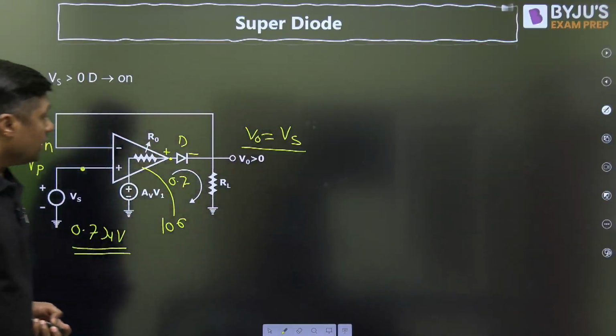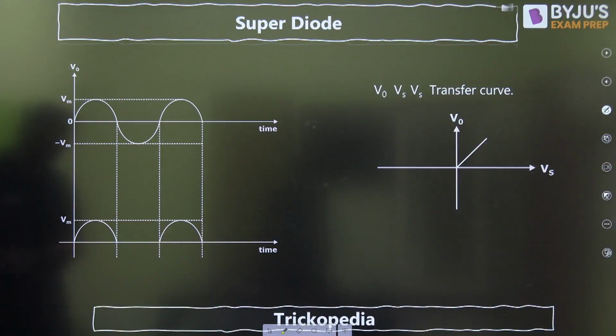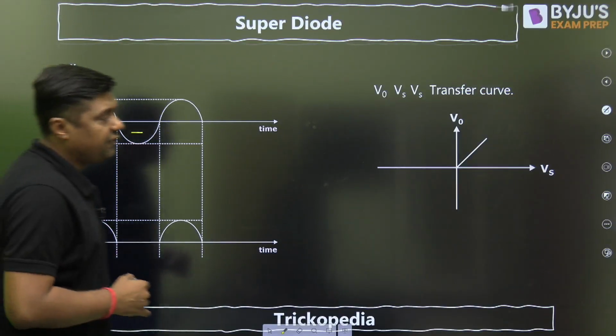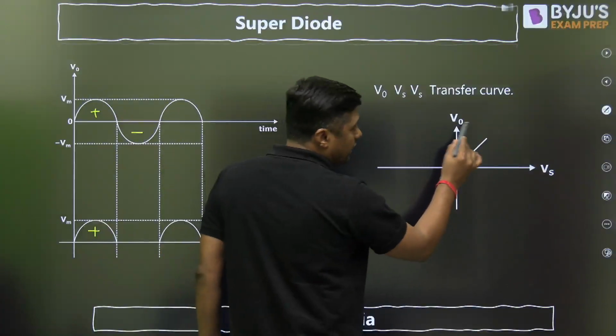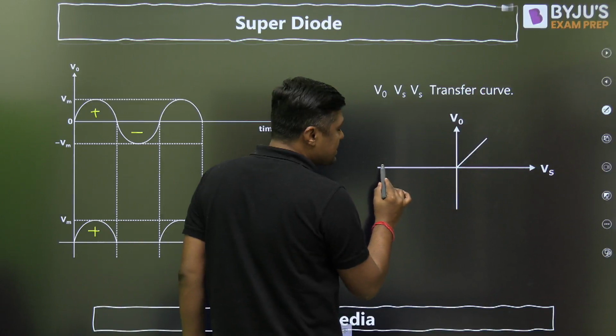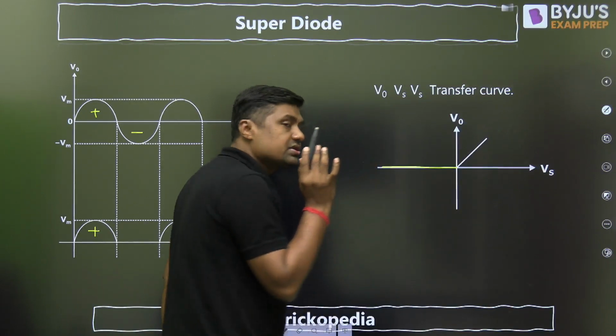Now, remember, on this circuit, we have a very important diagram here. What is the transfer curve? For the positive portion, we are getting the output. For the negative portion, there is no output. Means it is a half wave rectifier. Watch this curve. In the first quadrant, the output is exactly a replica of the input, and in the second quadrant, means when the input is negative, the output is zero, guys.